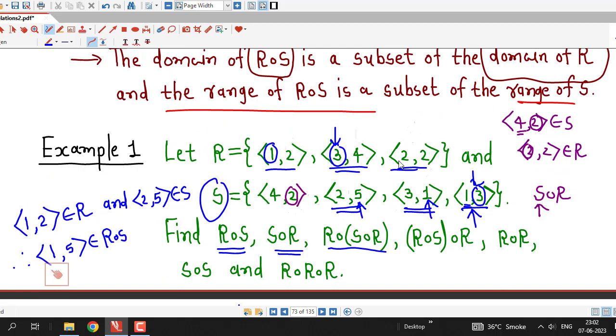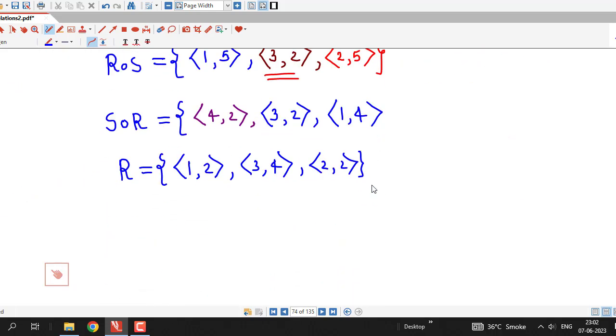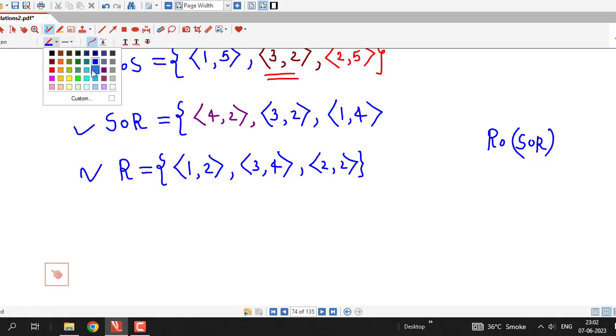1 2, 3 4 and 2 2, and I have to find out the composition of R and S composite R. I have to write down what the composition of these two relations, R and S composite R, is. According to our notation, the first relation is R in the composition of these two. So I will start with the ordered pairs of relation R.